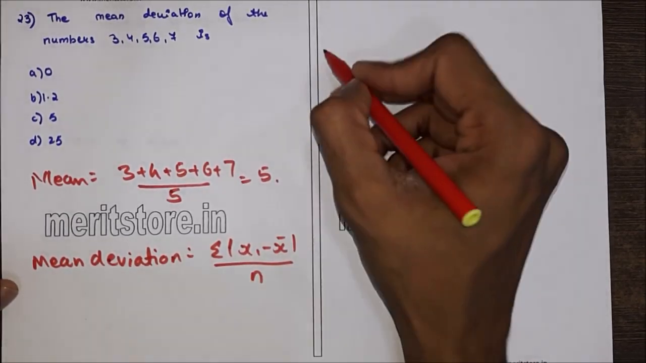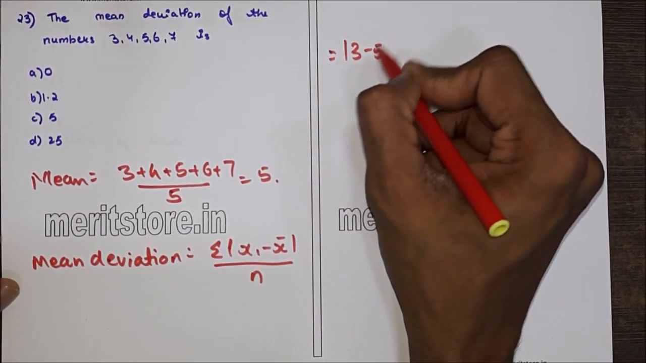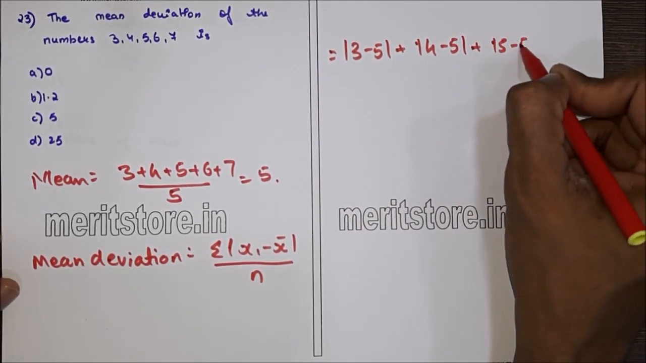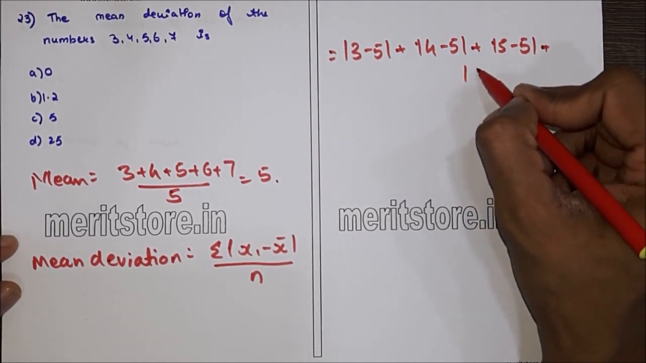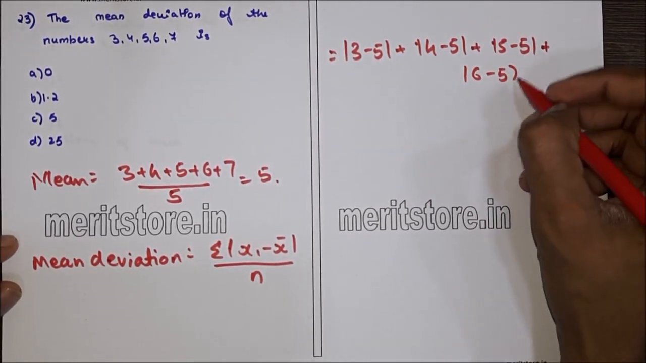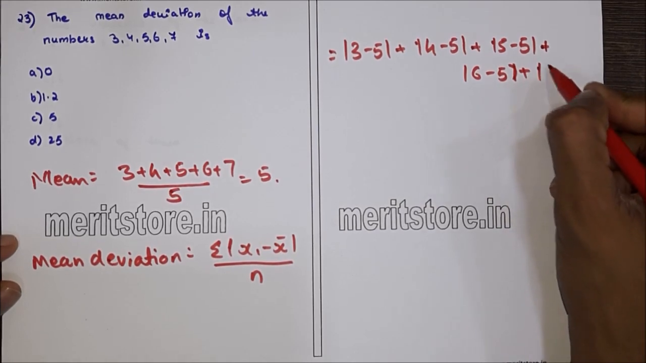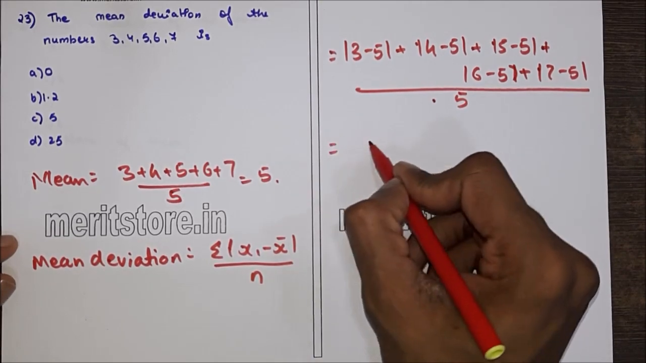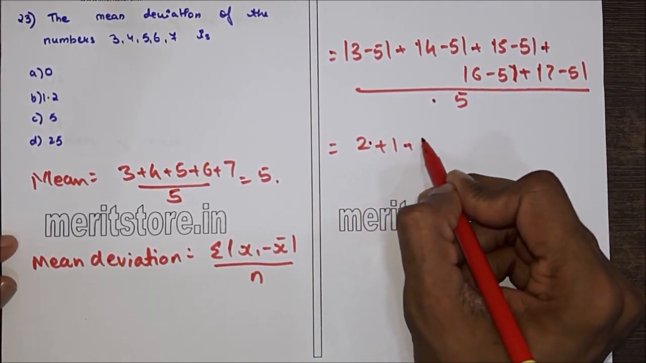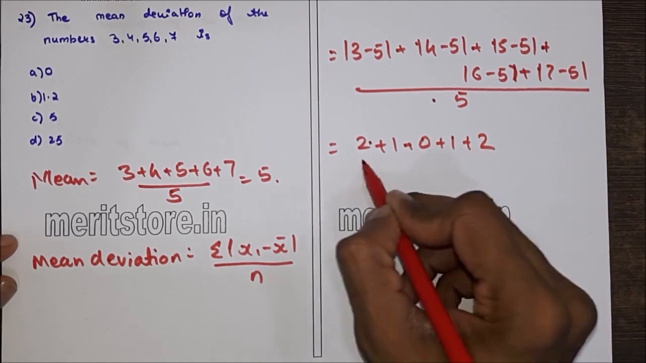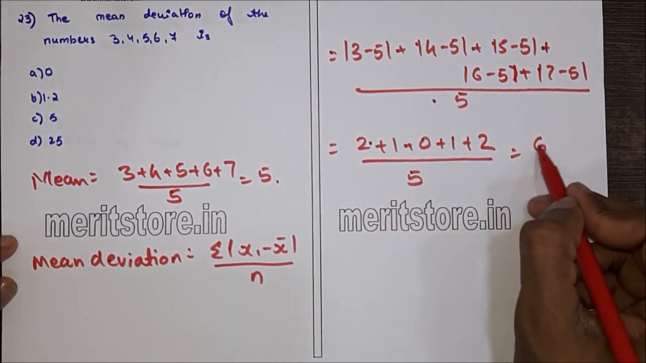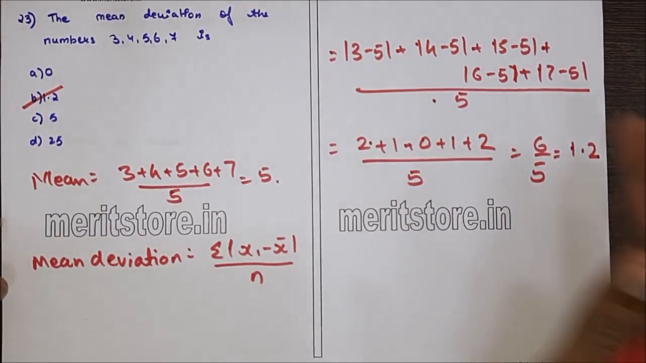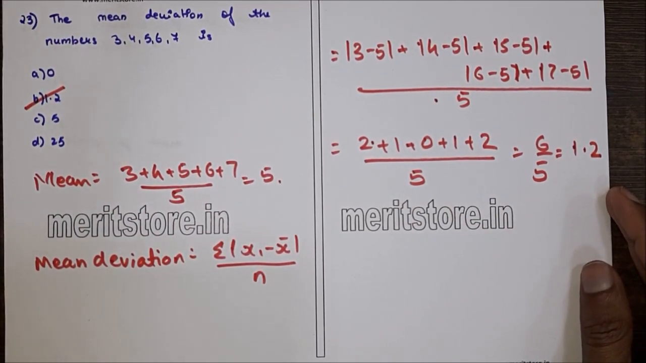is equal to summation of |xi minus x bar| upon n. So we solve this further, we get 3 minus 5 plus 4 minus 5 plus 5 minus 5 plus 6 minus 5 plus 7 minus 5 upon 5. Further solving this, we get 2 plus 1 plus 0 plus 1 plus 2 upon 5. We get 6 by 5. This is equal to 1.2, which matches option B. Therefore, option B is the correct answer.